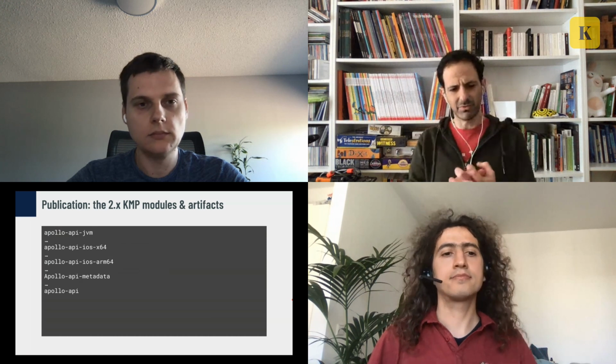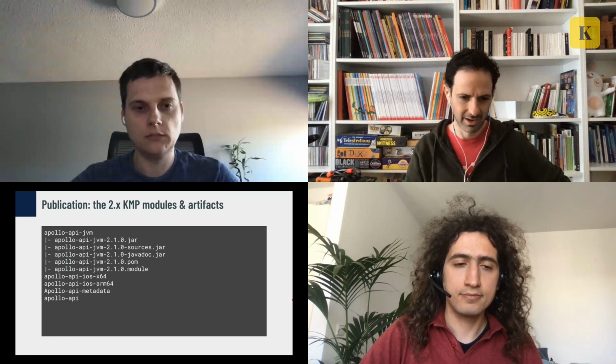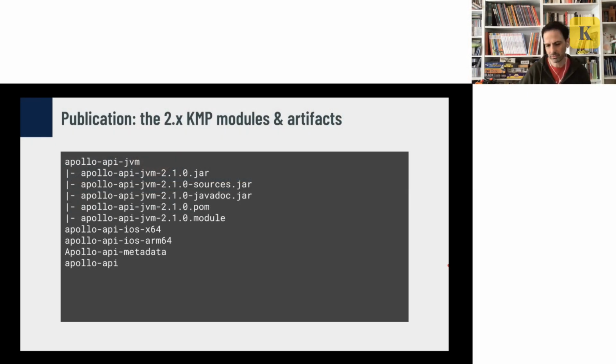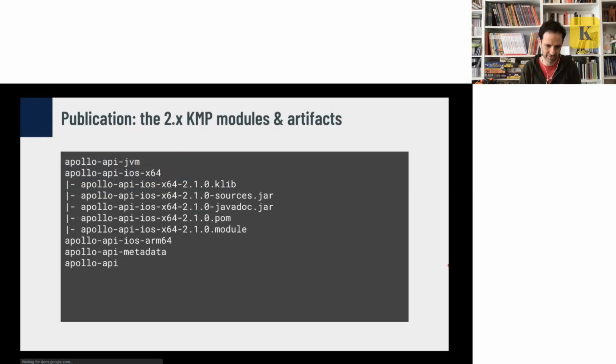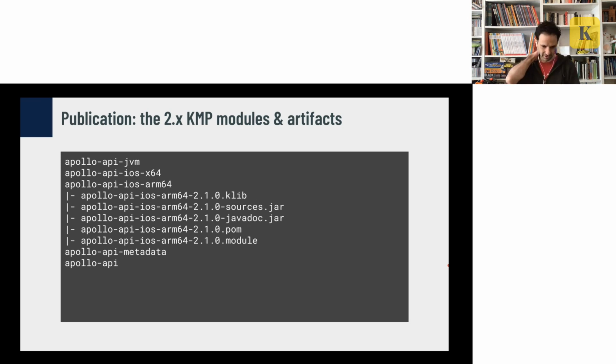With the introduction of multi-platform, it becomes a bit more complex because you have more than JVM. Now you also have iOS and ARM, iOS for simulator and iOS for device, etc. So the JVM part, it's really what we had before. This hasn't changed. iOS x64 is for simulator. ARM64 is for real iPhone devices. You can see here that it's not a jar file anymore, it's a klib, which is the format that Kotlin Native uses to distribute native code.